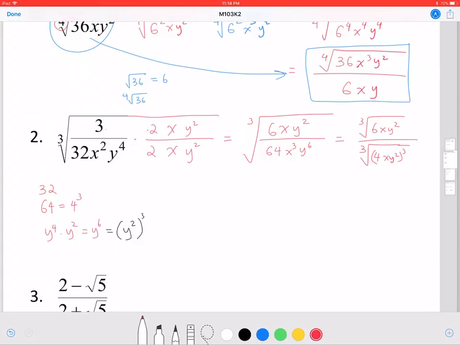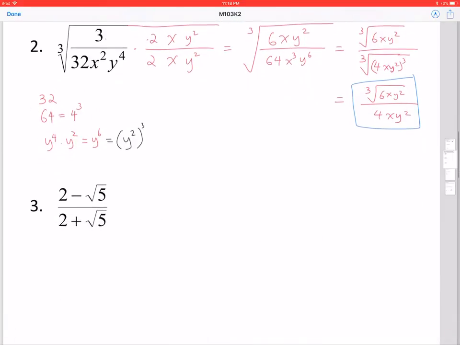All right, and that's what I want, because now the cube root and the cube will cancel each other out, and this is what I have. Okay, and that's it. That's my final answer.